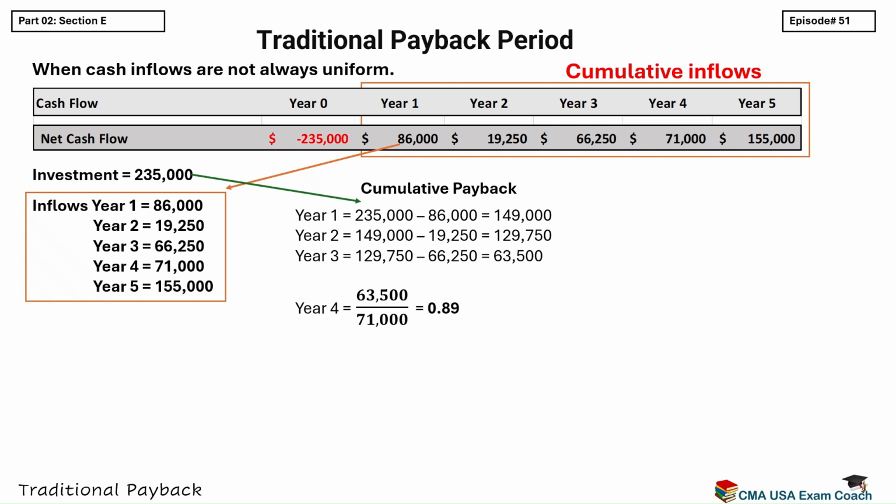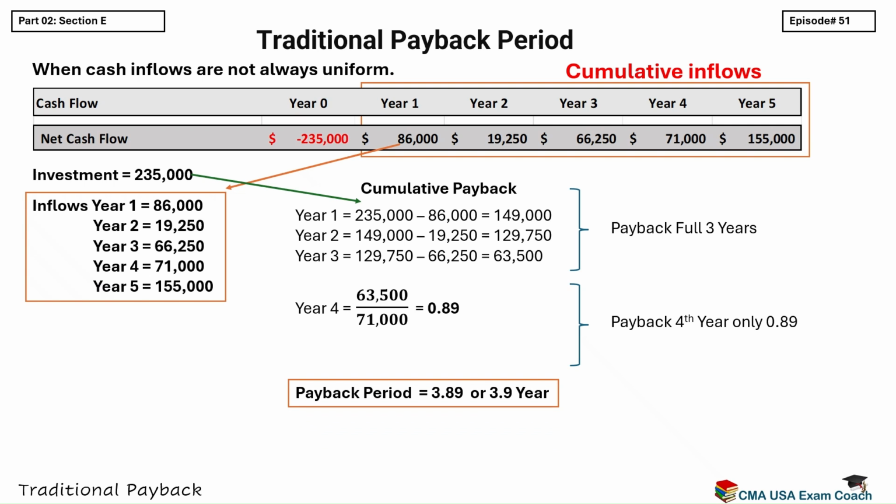This shows us how long it takes for the project to fully recover the initial investment using the actual inflows each year. This is how we calculate the payback period when the cash inflows are not equal. By taking each year's inflow, adjusting for any additional investments or changes in working capital, and tracking the cumulative recovery, we can see exactly how long it takes to recover the total initial investment. In our example, even with varying inflows, we found that the investment is fully recovered in about 3.9 years. This method helps us understand the timing of cash recovery and the risk associated with different cash flow patterns.